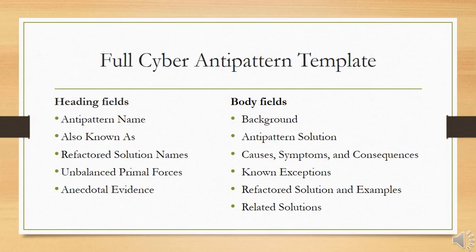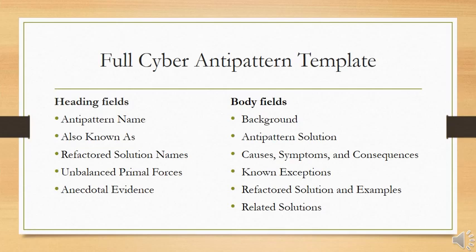Followed by, we have known exceptions. If there are some situations where the antipattern solution might be desirable, this section identifies them. For example, if the consequences are acceptable in a context, or if the replacement is not worthwhile.